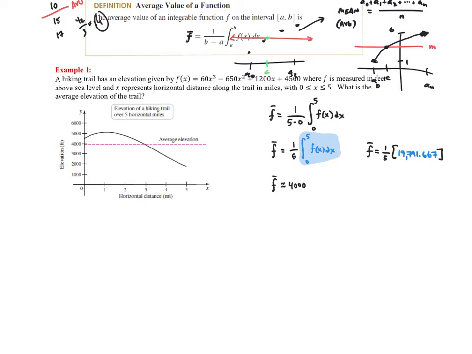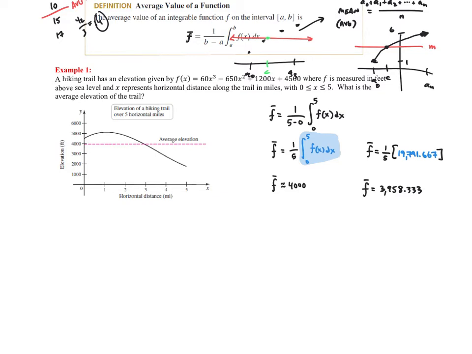So yeah, close enough that on this graph, it comes out to look like 4,000, but it's not. It's 3,958.333. Okay, so that's the average elevation of this hiking trail.